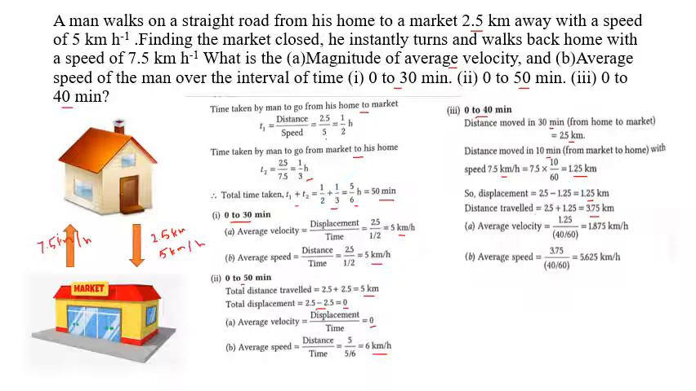And what is the average velocity? Displacement divided by time taken. So displacement will be 1.25 for this case and the time taken will be 40 divided by 60. So the answer will be 1.875 kilometer per hour. And what will be the average speed? 3.75, this is your distance. So 3.75 divided by 40 divided by 60 is equal to 5.625 kilometer per hour. So we found the average velocity and average speed of the man over the given intervals: 0 to 30 minutes, 0 to 50 minutes and 0 to 40 minutes.